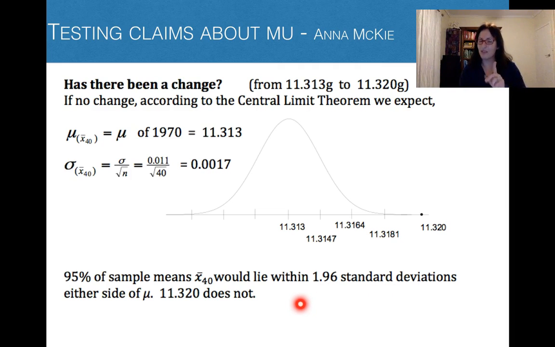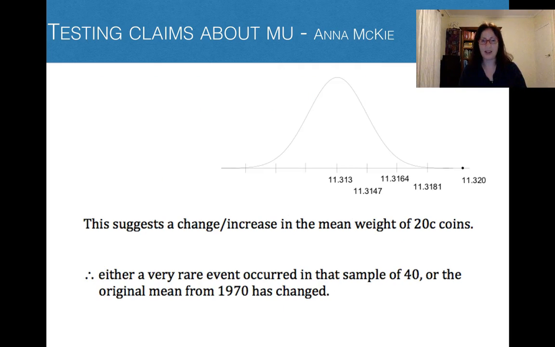So that means out of, well, I'll tell you on the next slide here. So it suggests a change or an increase in the mean weight of 20-cent coins. And it's either a very rare event occurred in our sample of 40 or the original mean has changed.